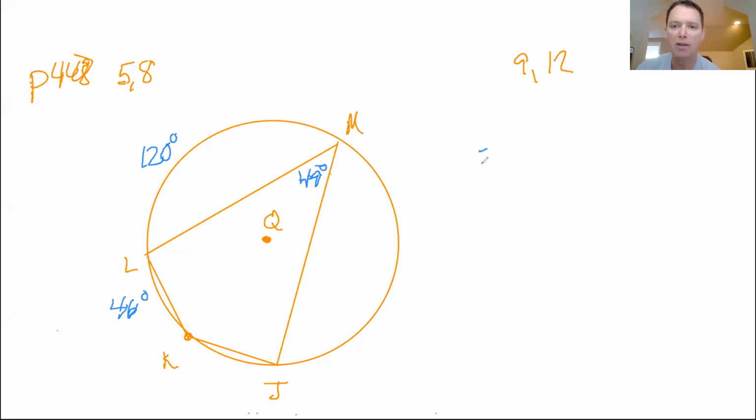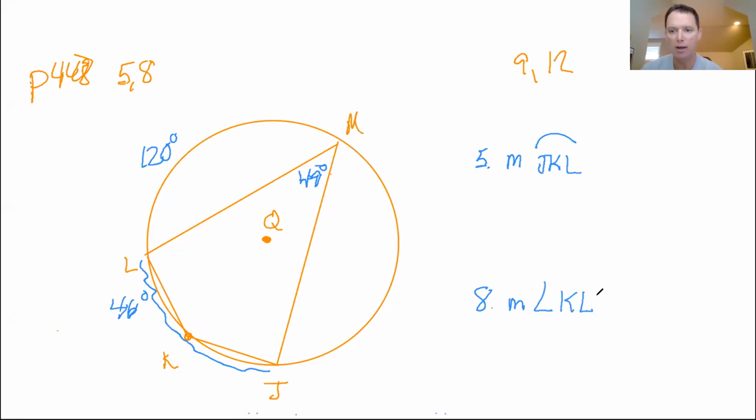So number 5 is asking for the measure of arc JKL. So JKL is this one right here, yeah? So ponder that while I write up the other one, which is going to be number 8. That's asking for the measure of angle KLM. KLM is this angle right here. So there you go. And I wanted to pick one of each so you could see what this process looks like.